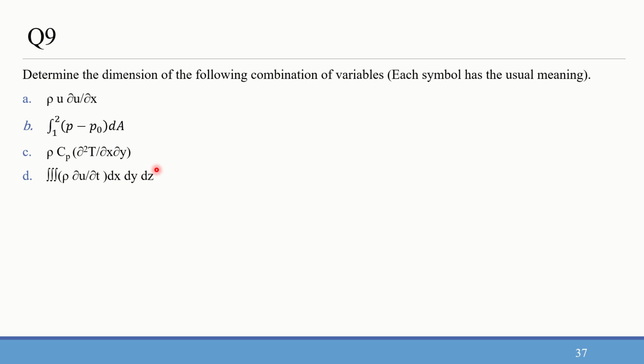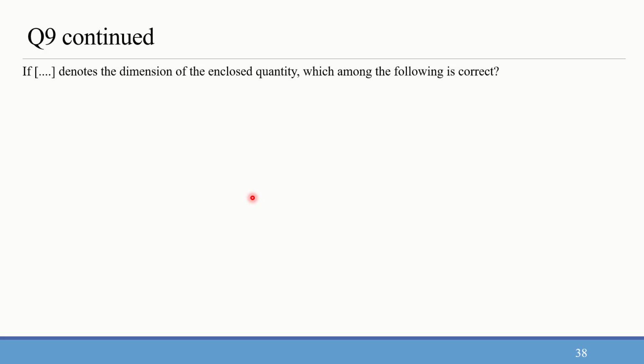So we need to determine the dimension of the following combination of variables, and after that we need to match it with the given question. If the square bracket denotes the dimension of the enclosed quantity, which among the following is right, either A, B, C or D? So which among the following is right? First one: A not equal to C and B equal to D.